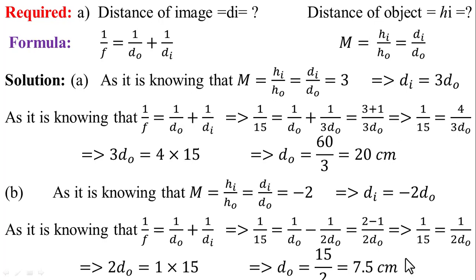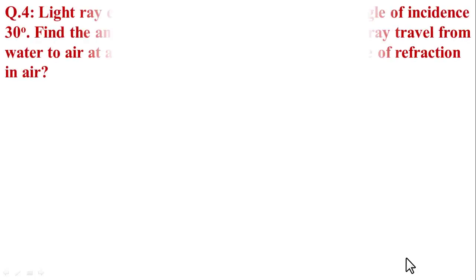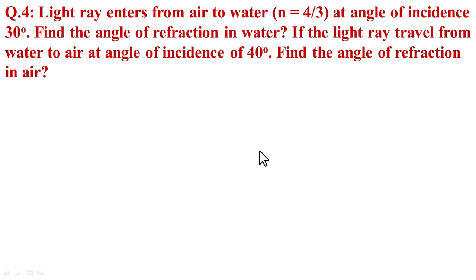Now we will move to question number 4. In question number 4, according to the statement, a light ray enters from air to water. Then refractive index n is equal to 4 upon 3 at the angle of incidence 30 degree. Find the angle of refraction. Here one part is complete.